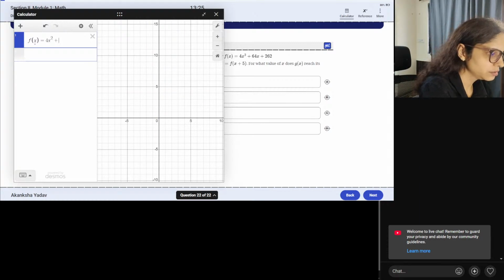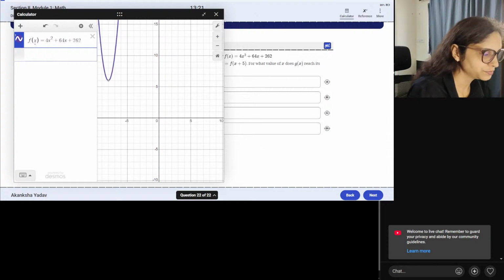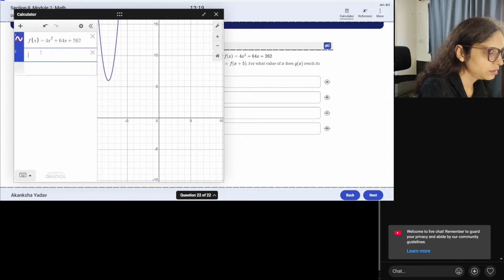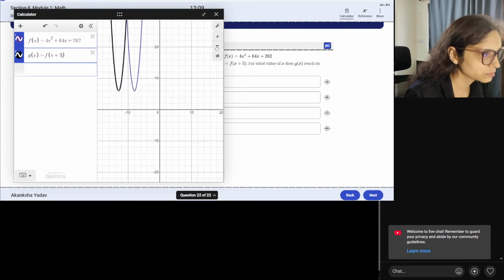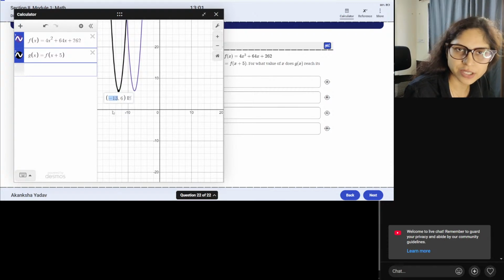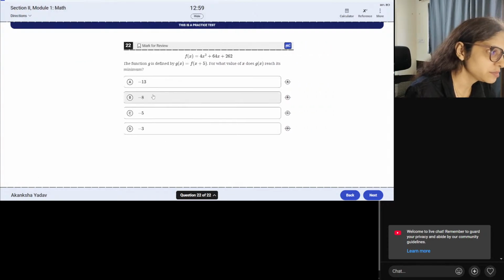4x squared plus 64x plus 262. And now g of x is f of x plus 5. G of x is black in color. Where the minimum value is occurring, the value of x is negative 13. So the answer is minus 13.